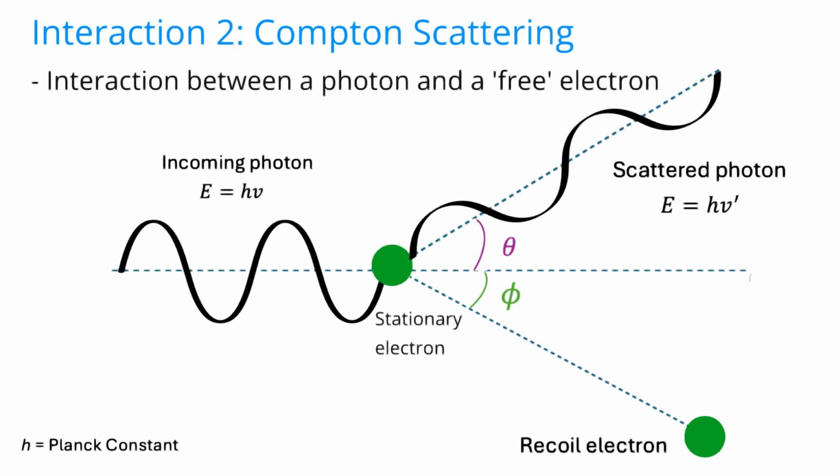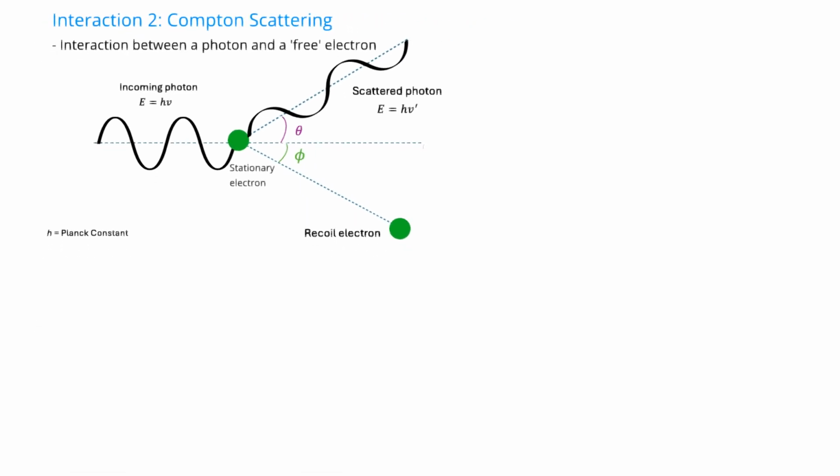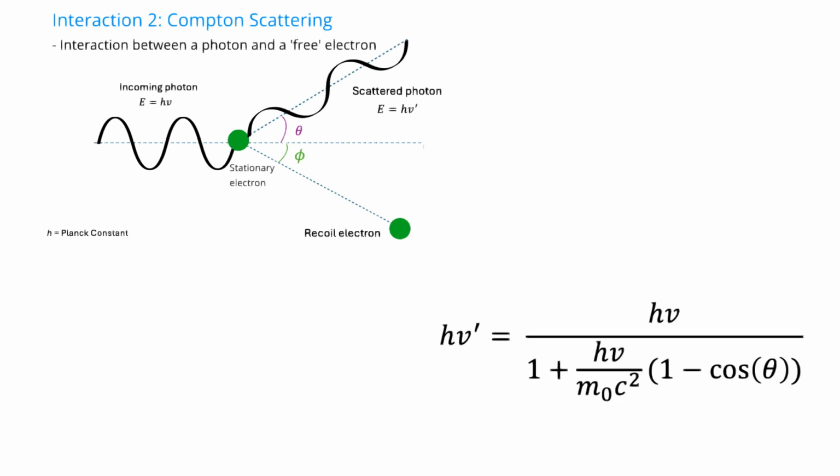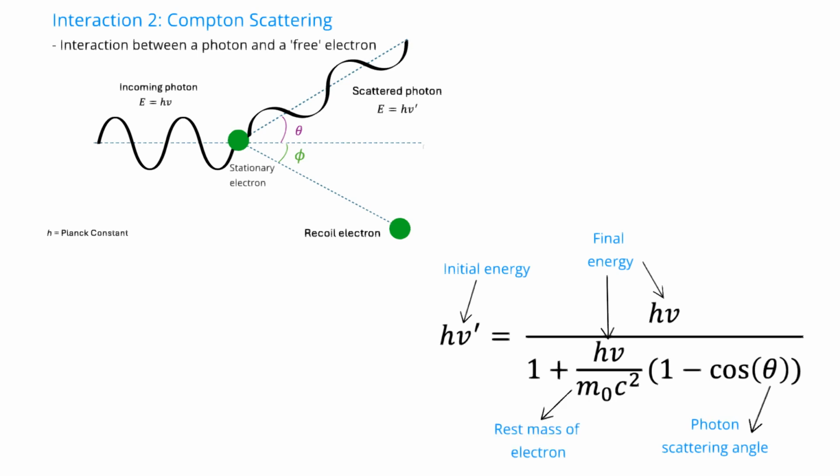It should be noted that no electron is in reality free, although we can approximate it to be if the binding energy is considerably less than the energy of the incident photon. This is often the case if X-rays are incident onto tissue. X-rays can have energies up to 150 keV, while the binding energy of tissues is just a few keV. Let's now quantify the energetics of the Compton interaction using the following formula. This relates the final energy of the photon to its initial energy, as well as its scattering angle θ. m0 is the rest mass of the electron in the interaction, and c is the speed of light.